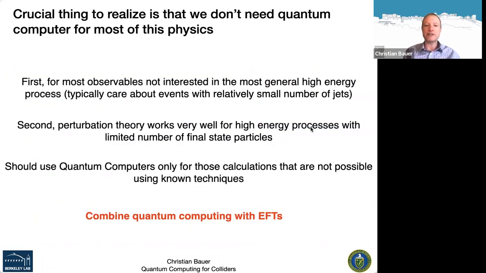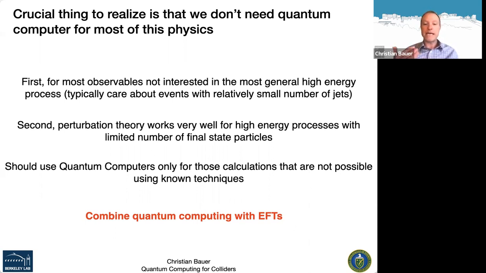I already essentially said this: there's no point in using a quantum computer for everything, right? There's no point in using a quantum computer for a problem for which a classical computer already has a very good solution. For short distance scattering, we have very good predictions of that process, so we don't really need a quantum computer to do that. So I think we should only use quantum computers, obviously, for those calculations that are not possible using known techniques. And for me, that is the non-perturbative part of quantum field theories. And so this is why I want to combine quantum computing with effective field theories.